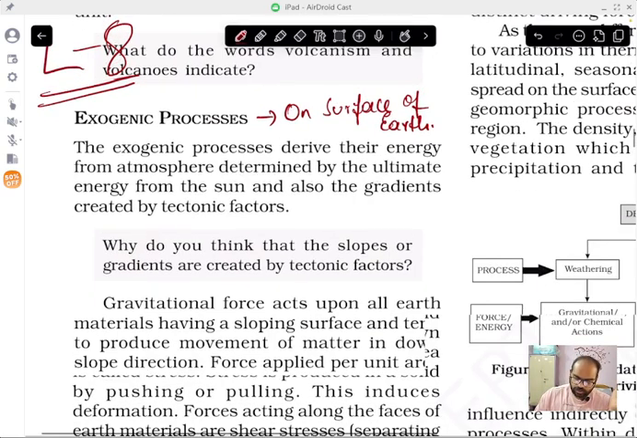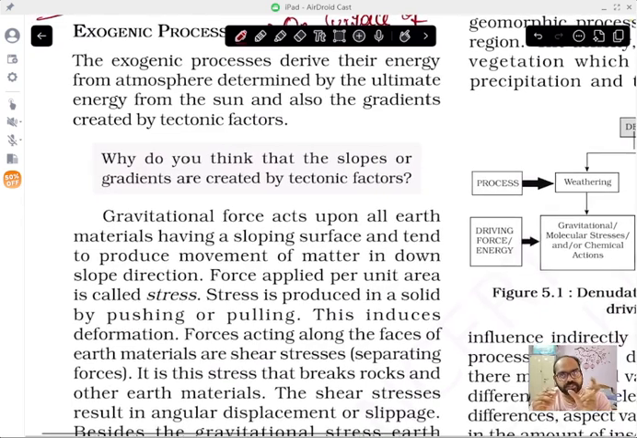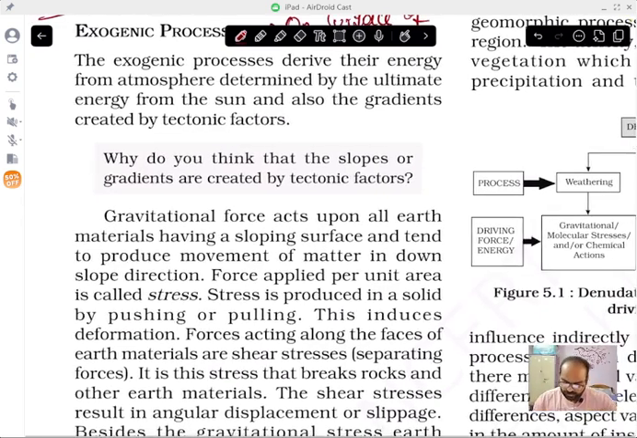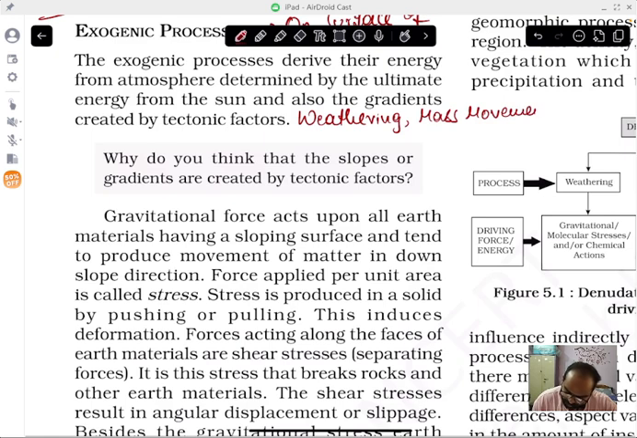These exogenic processes are of three types. They are weathering, mass movement, and erosion. All these three processes derive their energy from the atmosphere itself.